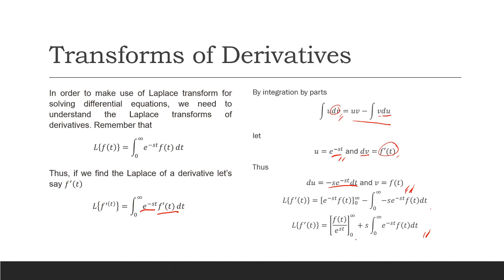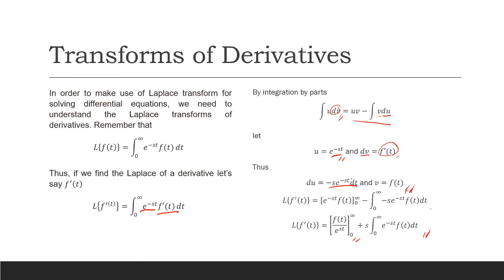Now, intindihin muna natin tong part na to. Kasi ito, wala siyang integral. Kailangan na lang natin siyang evaluate from 0 to infinity. Now, kung 0 muna yung value niya, that is just f of 0 over e raised to s times 0. So, magiging 1 lang yan. So, this is just f of 0. So, wala tayong problema doon.